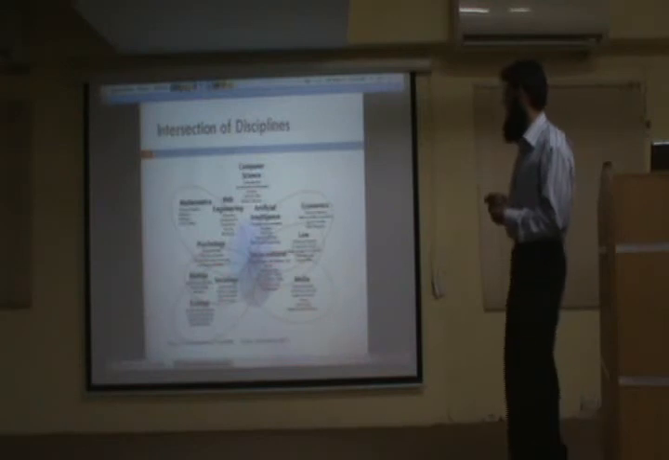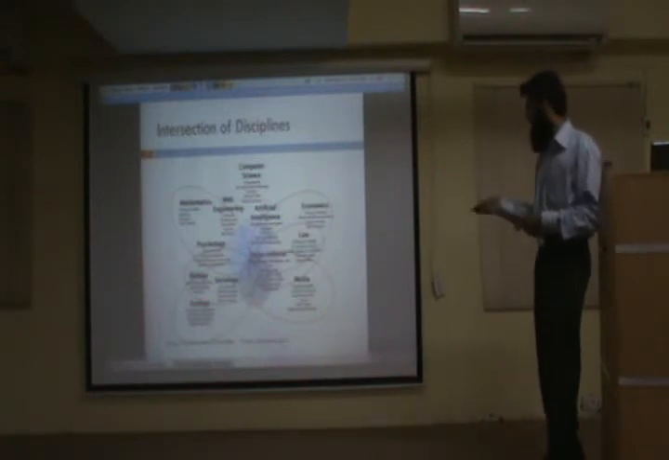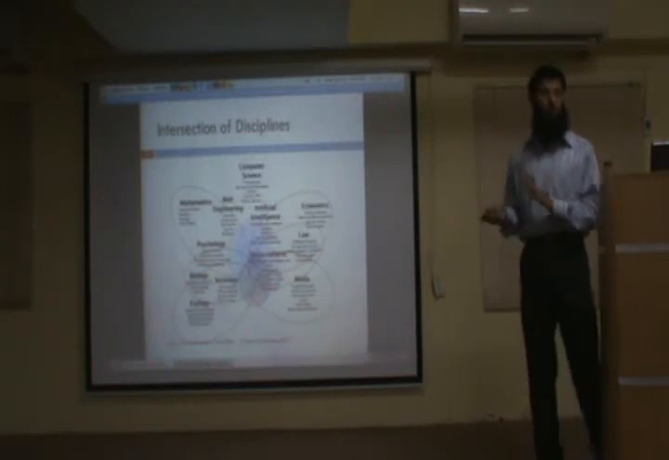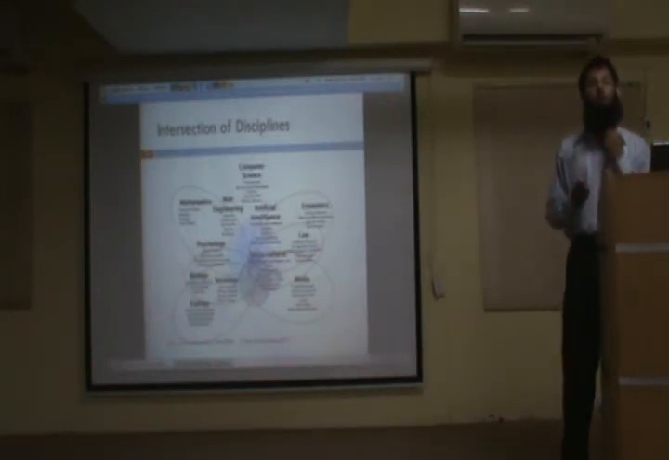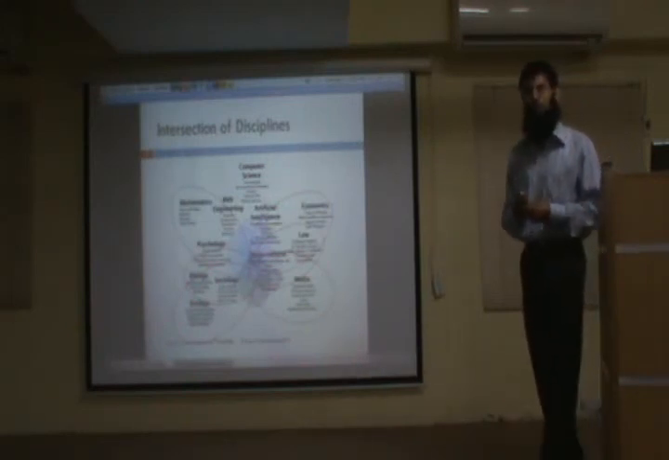Then there are sociology angles you need to understand. There are psychology angles, there are mathematical angles. There is a whole intersection over here which makes the web a proper science. So maybe in future you may have some degrees in web sciences, even in Pakistan. So we should know what we need to learn as students.